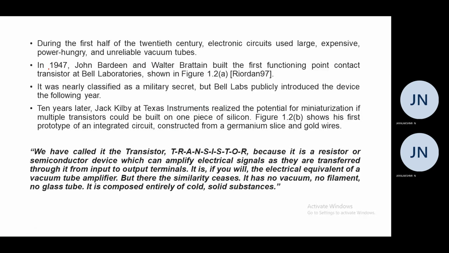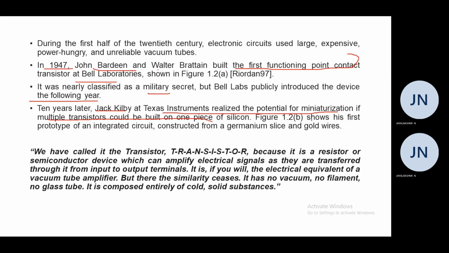In 1947, John Bardeen and Walter Brattain built the first functioning point contact transistor at Bell Laboratories, which is shown in figure 1.2. It was mainly classified as a military secret, but Bell Labs publicly introduced the device in the following year. Ten years later, Jack Kilby at Texas Instruments realized the potential for miniaturization if multiple transistors could be built on one piece of silicon.